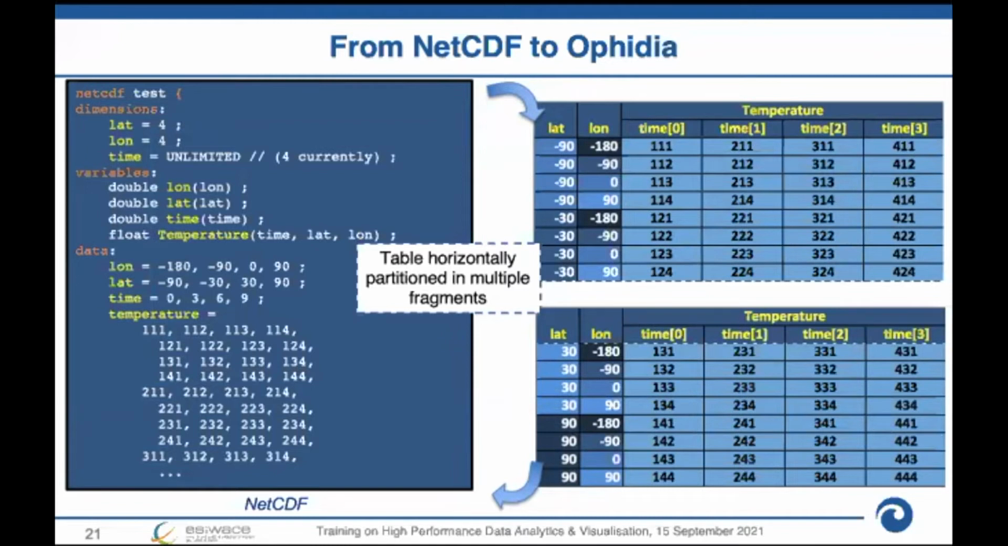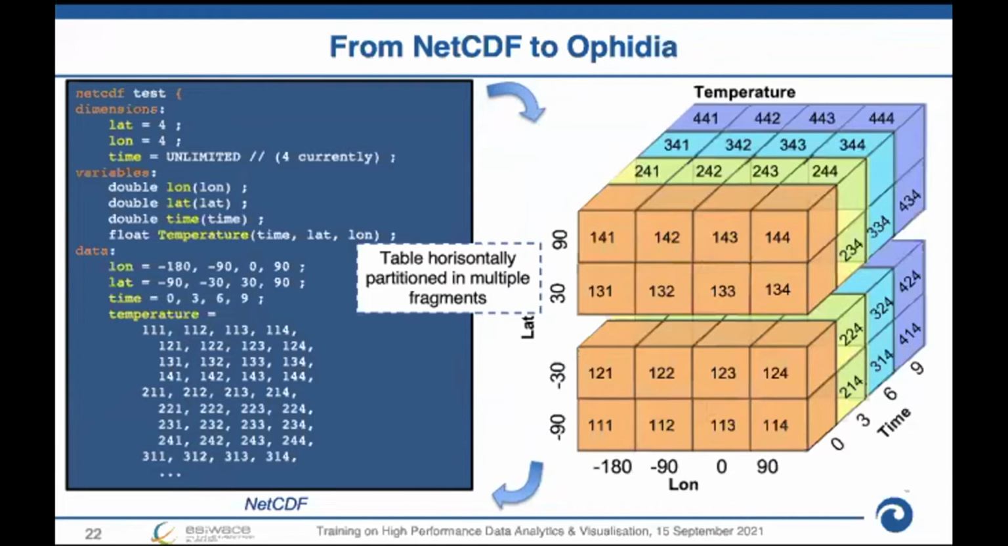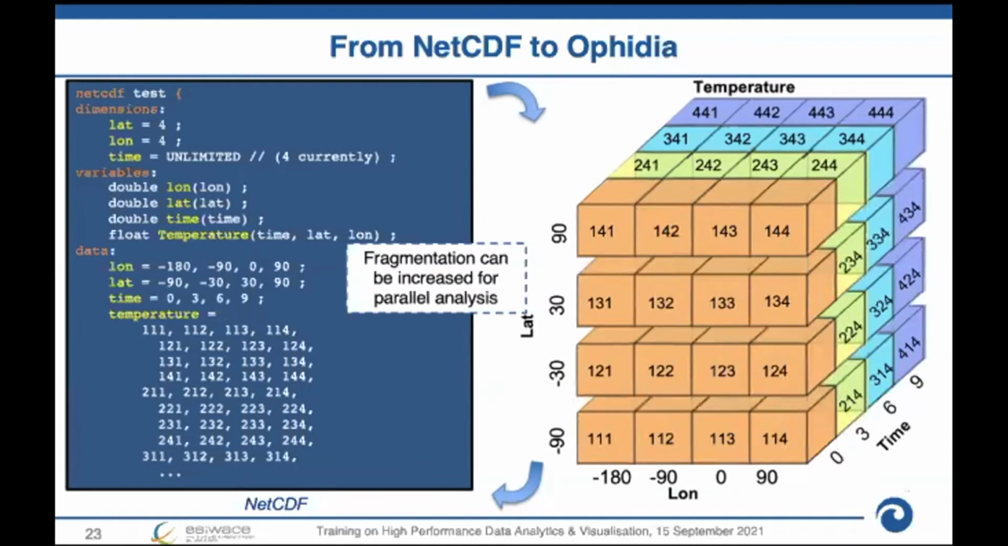nodes. If you go back to the datacube abstraction that we saw a couple of slides ago, you can see how partitioning works on this datacube to divide the multidimensional data in different chunks. And this is also so that these chunks can be distributed on multiple nodes and accessed in parallel. Of course, fragmentation can also be increased based on the requirements and the data size.